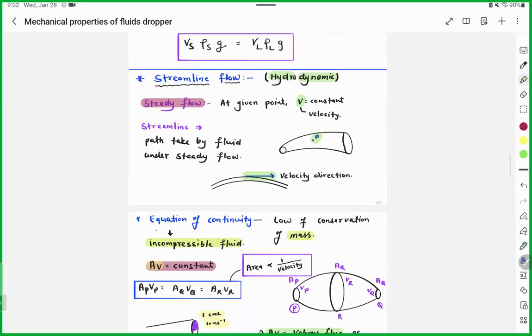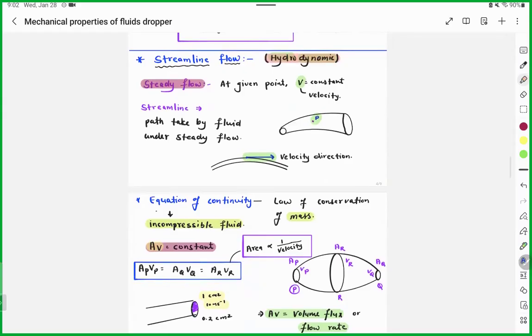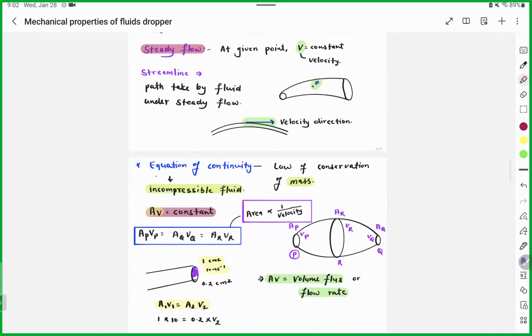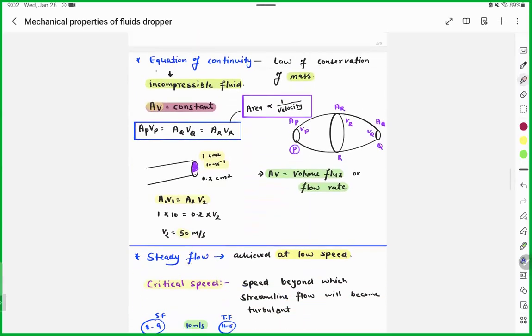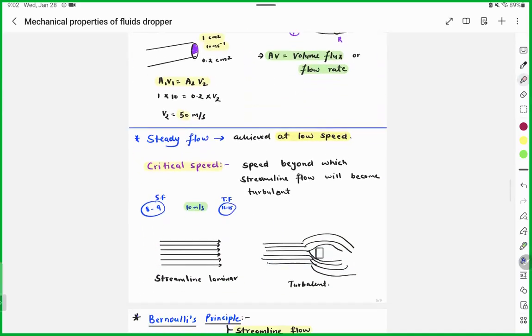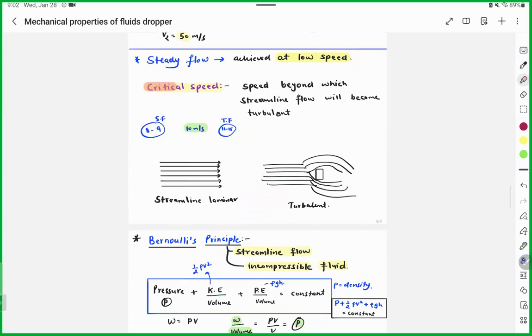See, streamline flow, hydrodynamics, how air or water move, because we are talking about fluid, and both liquids and gases are considered fluid. Steady flow: all the particles flow in the same direction with the same speed, and when they are passing through a given point, their speed will be the same. Equation of continuity, a1 v1 is equal to a2 v2. Area into velocity will remain constant. Critical speed, the speed beyond which flow will be turbulent, and below which flow will be steady.